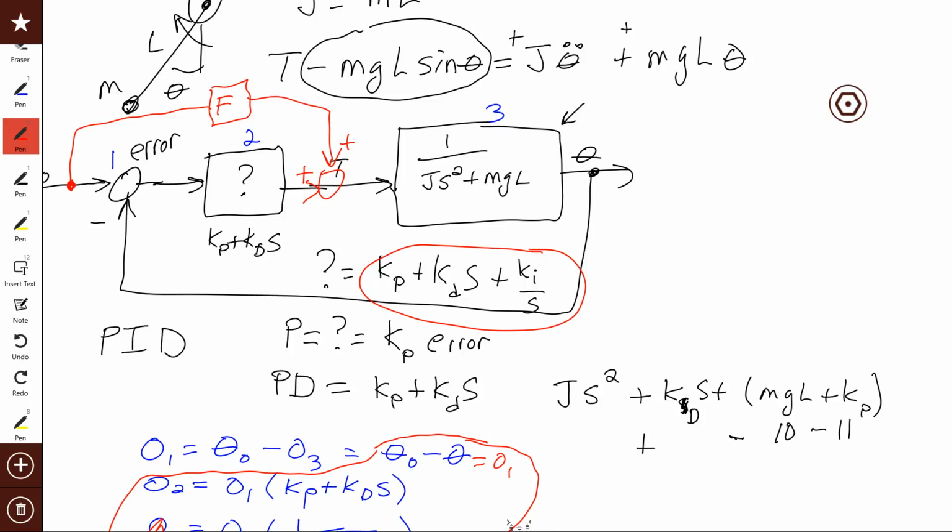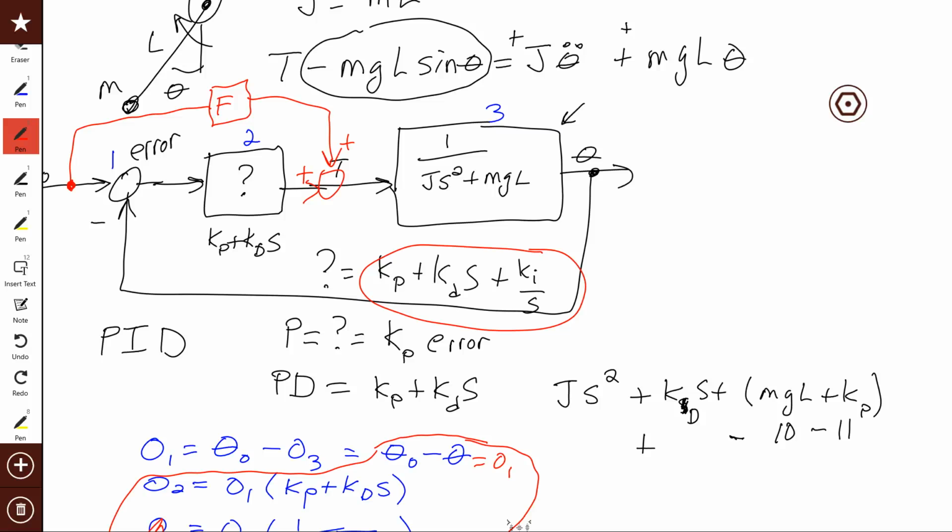I'm going to turn that into a transfer function. You know how to do that, right? You have to be careful, but you can do that. And then what are you going to do? You've got a transfer function. Take the denominator, set it equal to 0, and solve for k, right?